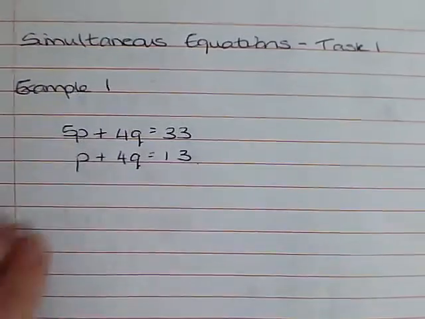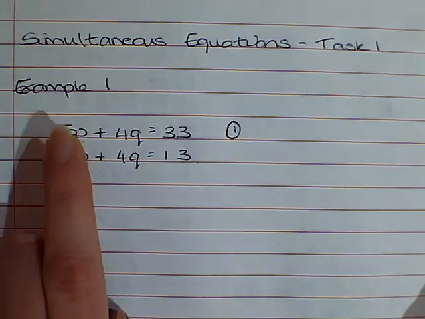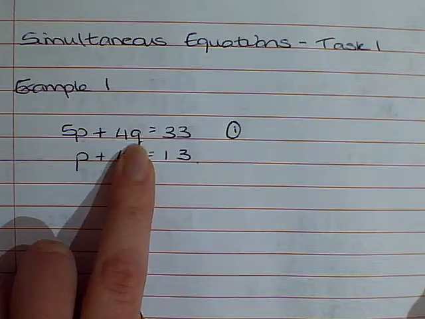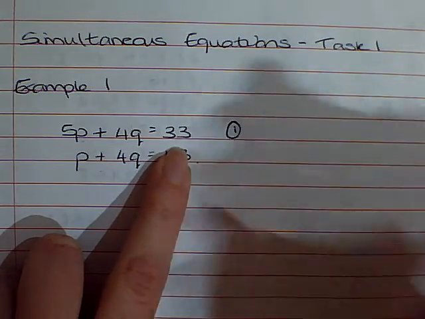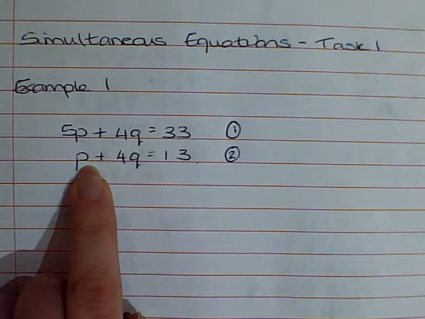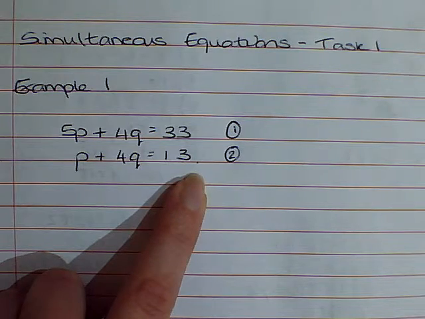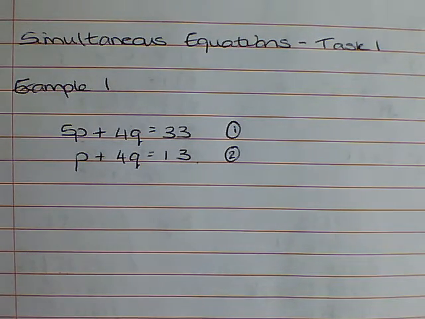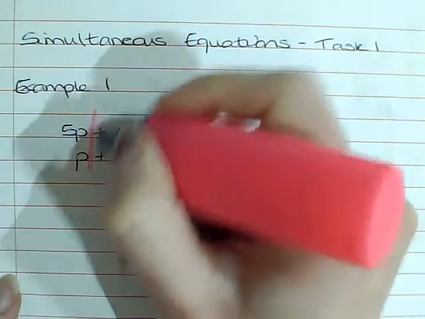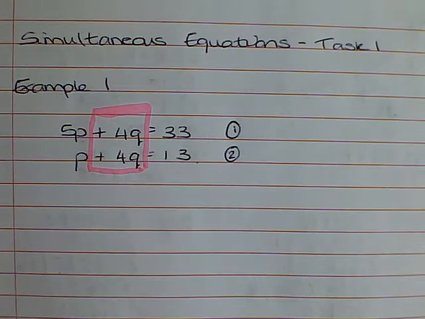Example 1. This equation, equation 1, tells me that I've got 5 p's plus 4 q's and that is equal to 33. Equation 2 tells me that I have 1 p plus 4 q equals 13. Now the first thing I want to do is make sure that these two terms are the same. And they are both 4q. So I'm able to carry on with the next step.